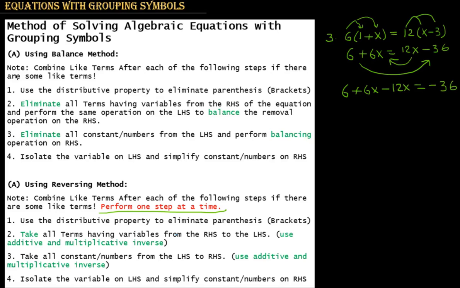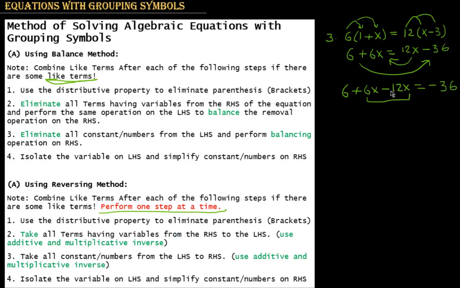So now this is the note. When there are like terms, you have to combine those like terms. At every step you have to check the like terms. So these two are like terms. Like terms are the terms which have the same base with the same exponent. So x is the base and 1 is the exponent in both terms. So they are like terms.